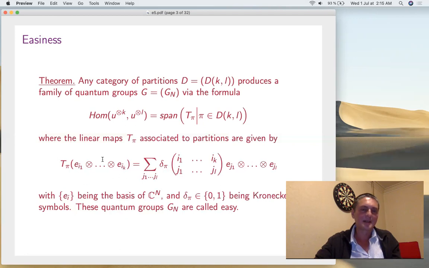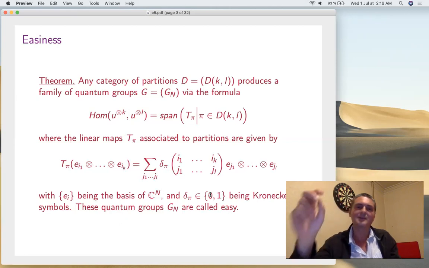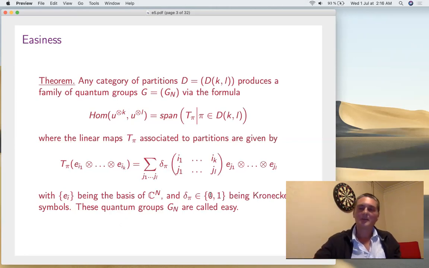So that's how an input tensor gets to an output tensor. It's just a sum of Kronecker symbols, and the symbols are 0 or 1 depending on whether indices fit or not. Meaning you put i here, j here, and you have i, j connected by strings now. So if all the strings join equal indices, it's okay. Kronecker is 1. If not, it's 0. So this is quite interesting.